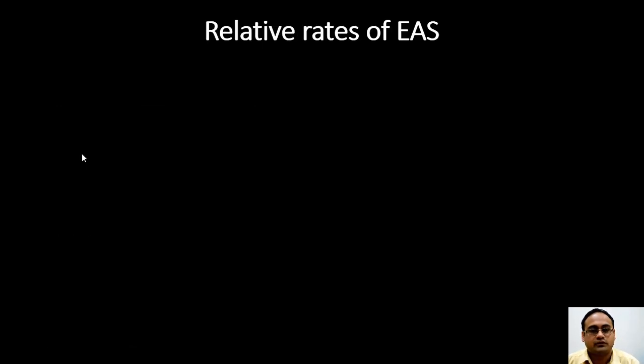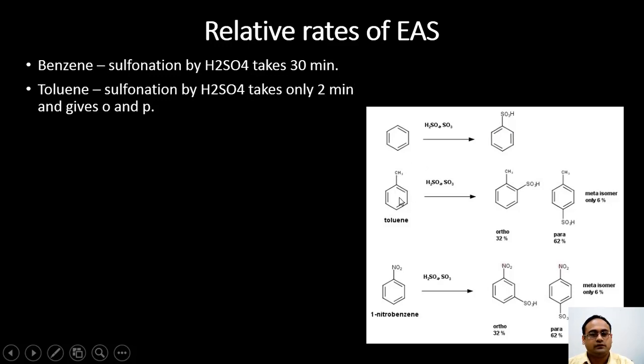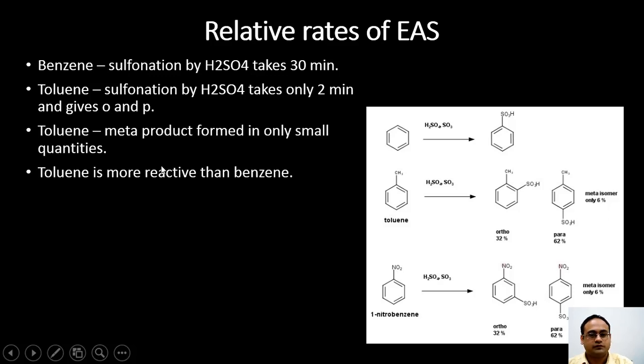Now, we can also compare the relative rates of different electrophilic aromatic substitution reactions. Here we see that benzene, if you try to sulfonate benzene using H2SO4, it takes about 30 minutes to complete this reaction. But instead of that, if you take toluene and treat it under similar conditions, it takes only 2 minutes and gives you the corresponding ortho and para substituted products as the major components. Meta substituted product is found only as a minor component in the reaction. So therefore, we say that benzene is less reactive and toluene is more reactive than benzene because it takes significantly less time to react under similar conditions.